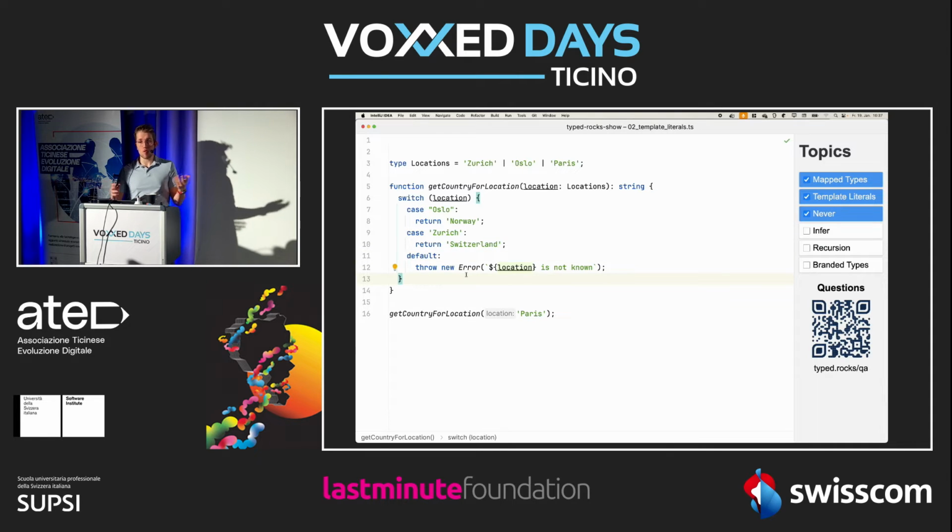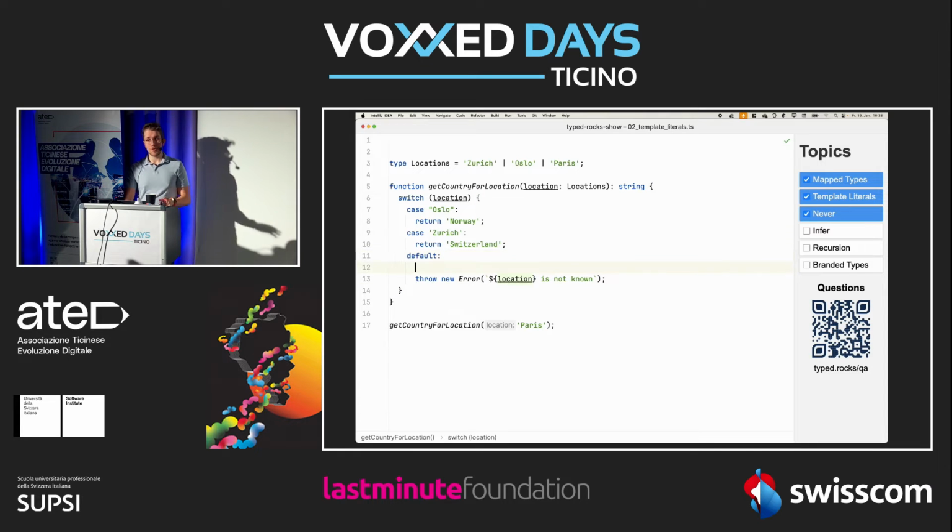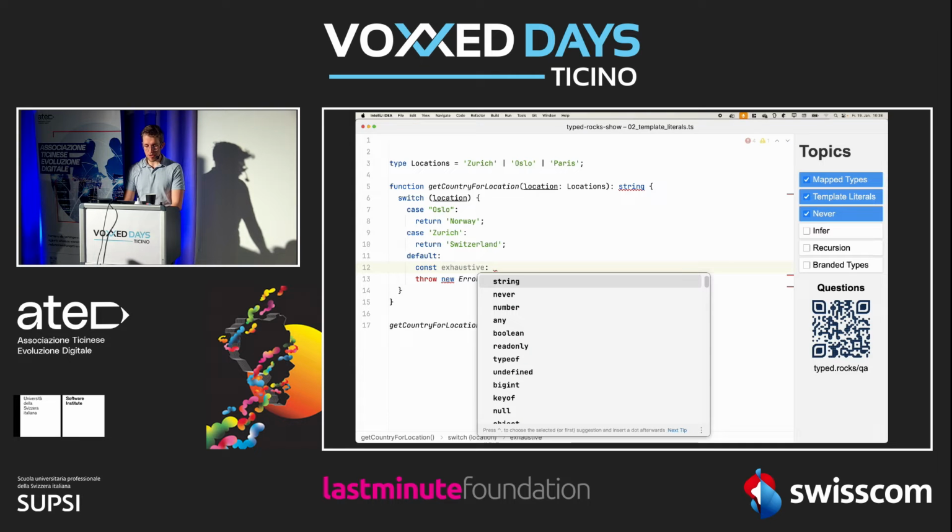Maybe he wants this to happen, so the developer wants it. But of course, we don't want that. And this is where we can use the never type. We add a new variable here, and you can call this variable anything you'd like. I like to call it exhaustive, and the important part is we say this is of type never.